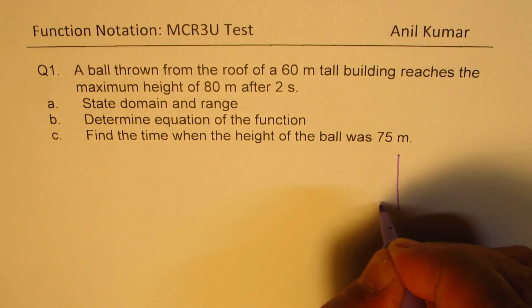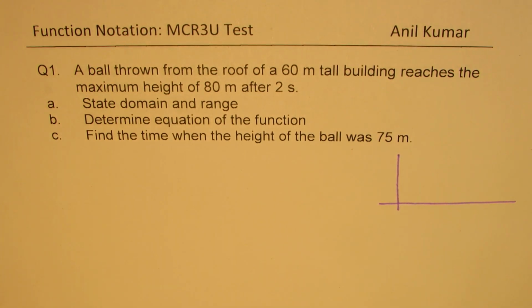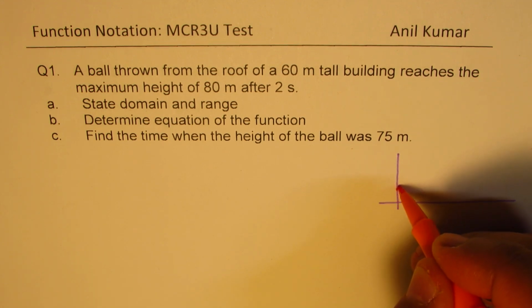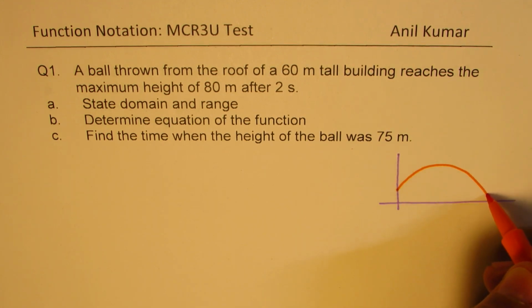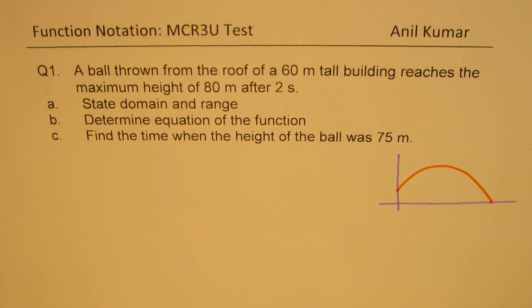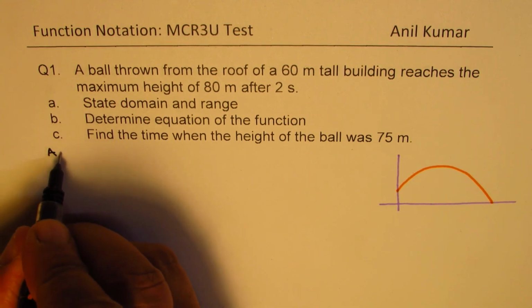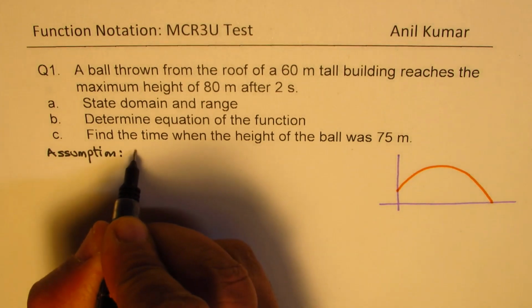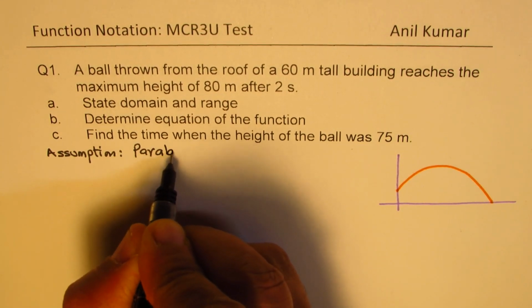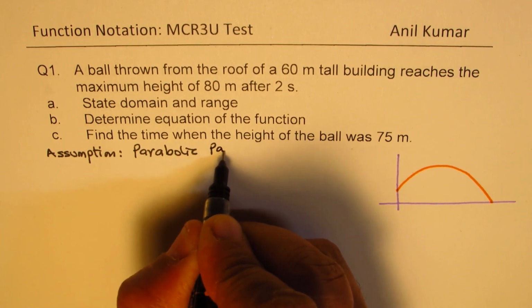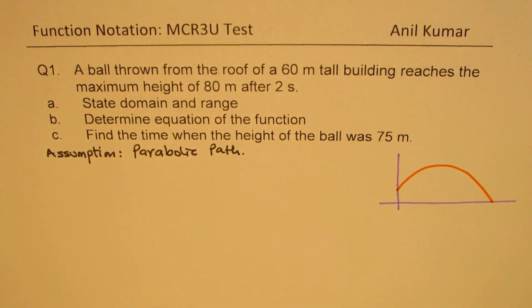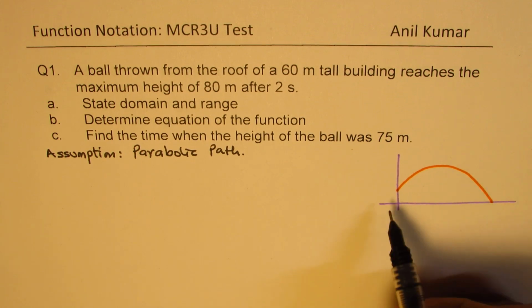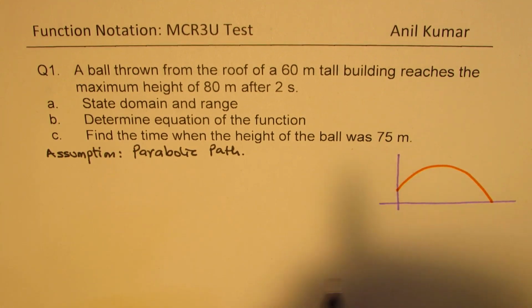Let's make a rough sketch of the situation. If you throw a ball, it is definitely going to fall on the ground. So let's say this is the parabolic path which it takes. That is our assumption. To answer this question, we have an assumption which is parabolic path, no air resistance, no turbulence. So a smooth curve as shown here.